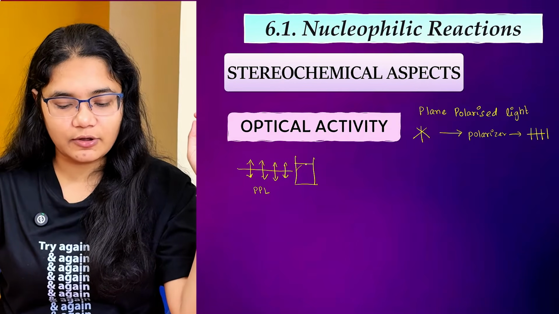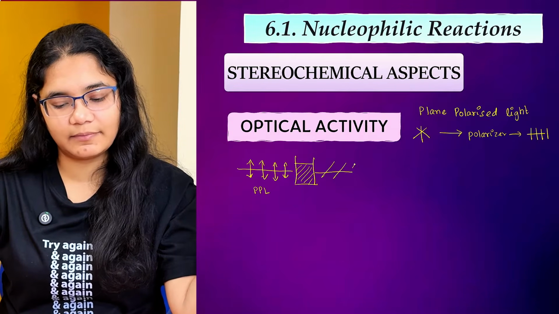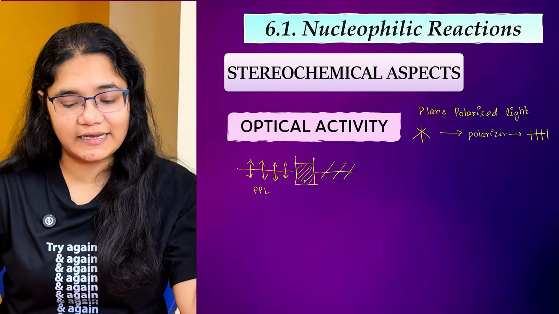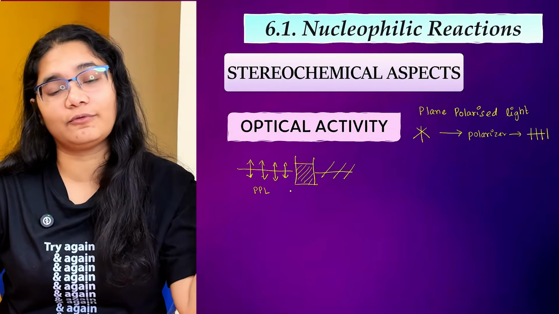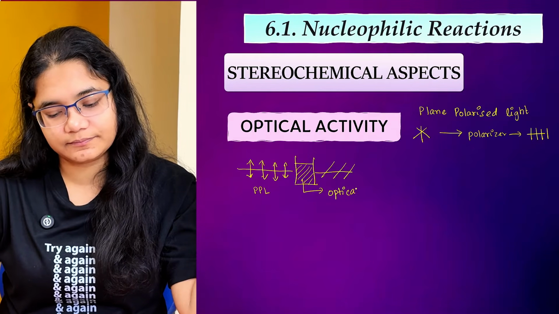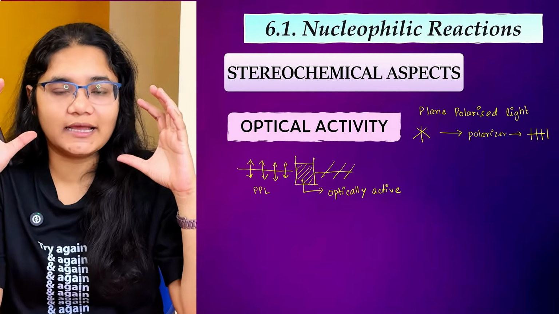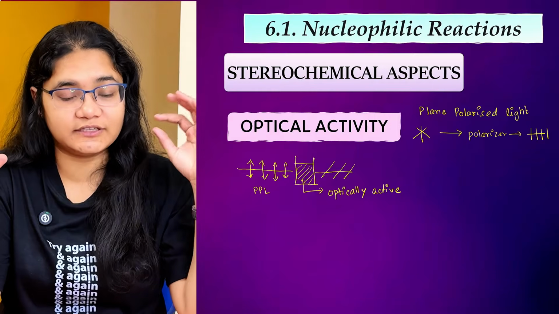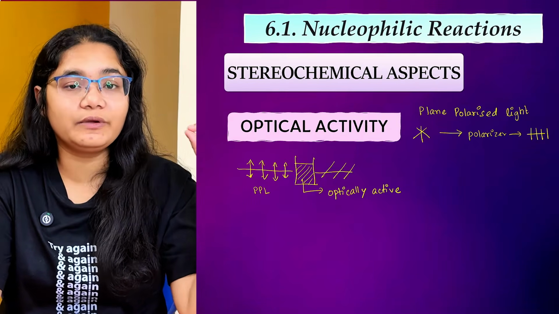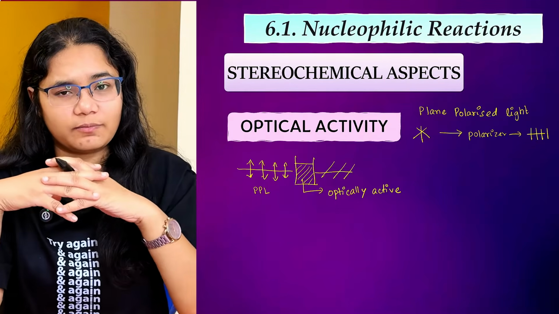Now when light passes through any sample, and after passing through the sample the light is rotated clockwise or anti-clockwise, so if any sample is able to rotate the plane polarized light, then we call that sample optically active. What do we mean by an optically active sample? Any compound which can rotate the plane polarized light is called an optically active compound.